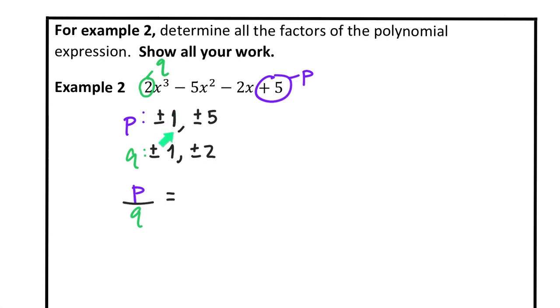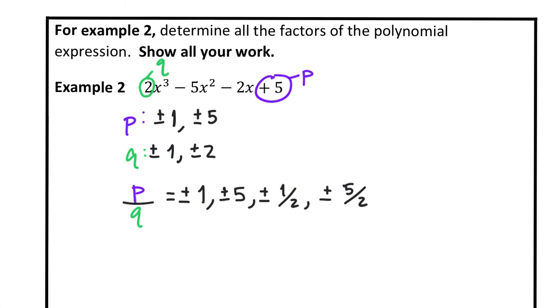That's going to equal, what's 1 divided by 1? 1. What's 5 divided by 1? 5. Then let's try dividing by the other q. What's 1 divided by 2? 1/2. And then what's 5 divided by 2? 5/2. So all of these are going to be plus minus, plus minus, plus minus, plus minus.